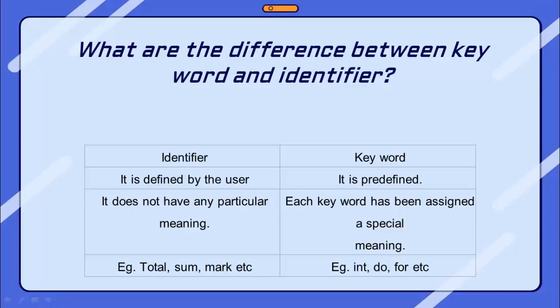What is the difference between keyword and identifier? Identifier is defined by the user. Keyword is predefined. Identifier does not have any particular meaning. For keyword, each keyword has been assigned a special meaning. The identifier examples are total, sum, mark, etc. Keywords are int, do, for, etc.